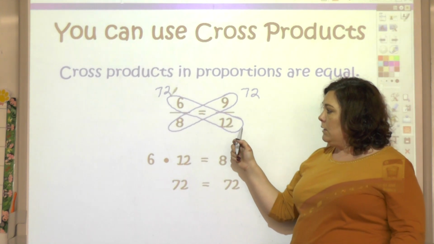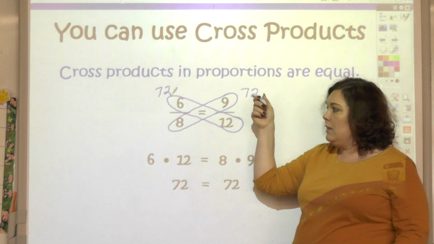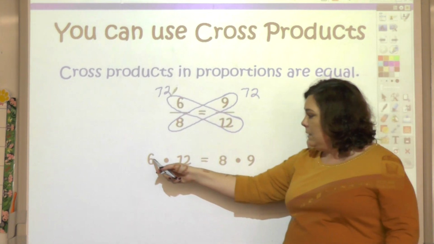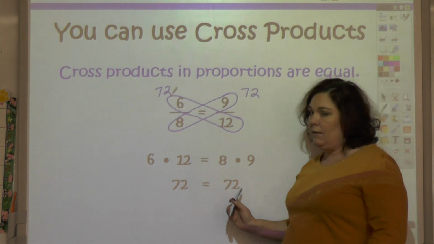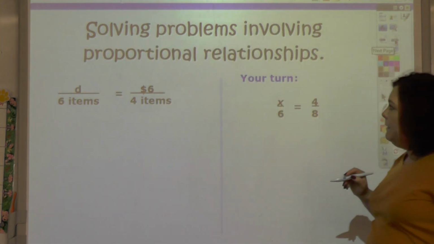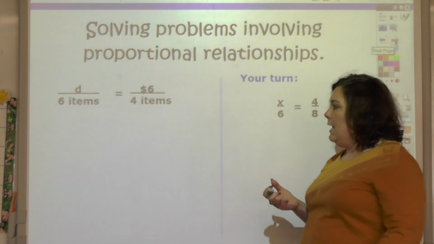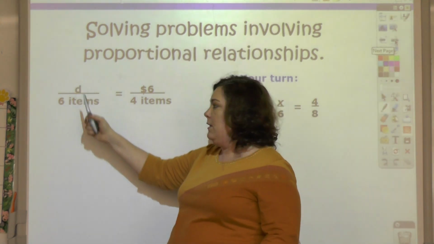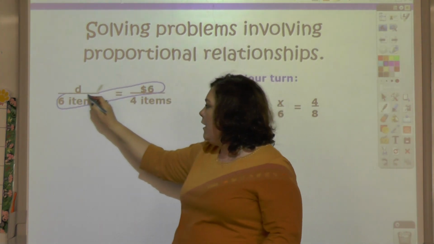So whatever you multiply across here, you get the answer. You multiply across here, you get the answer. If it's the same, it's proportionate. And that's what this shows. 6 times 12 is equal to 8 times 9, 72, 72. So if you know that and can do that, then whenever you're trying to find something, you can cross multiply, cross products.